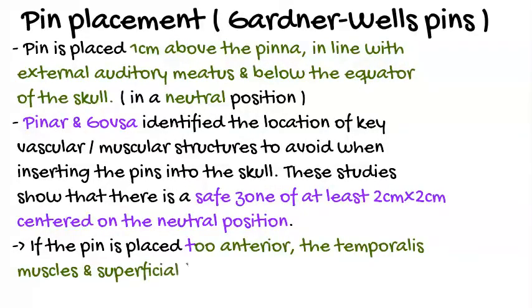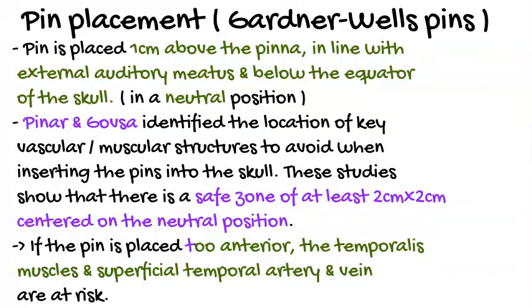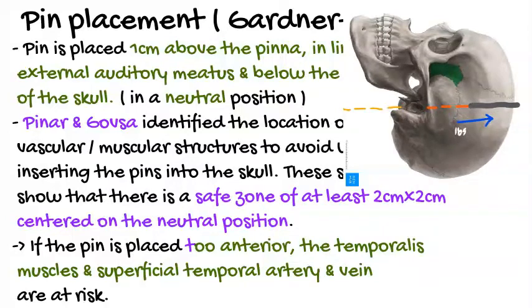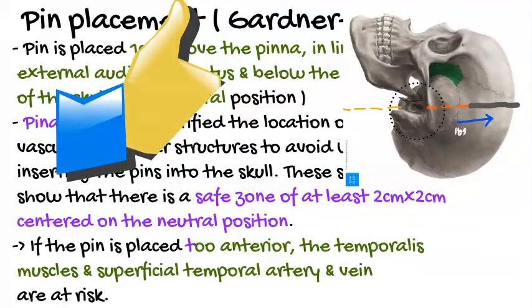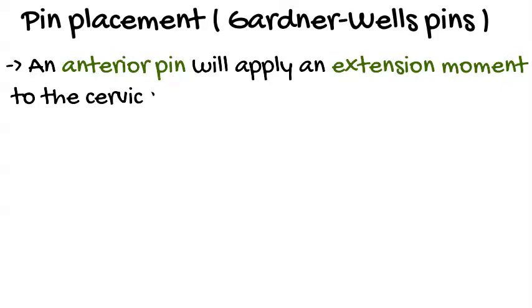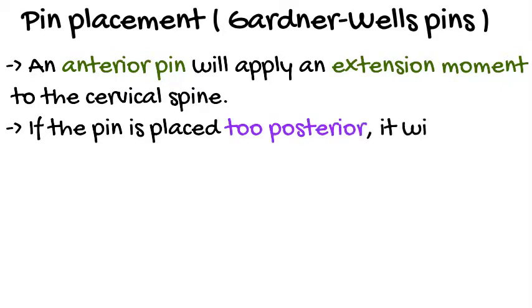Studies have identified the location of key vascular and muscular structures to avoid when inserting the pins into the skull. These studies showed that there is a safe zone of at least 2 cm by 2 cm centered on the neutral position. If the pin is placed too anteriorly, the temporalis muscle and superficial temporal artery and vein are at risk. An anterior pin will apply an extension movement to the cervical spine.